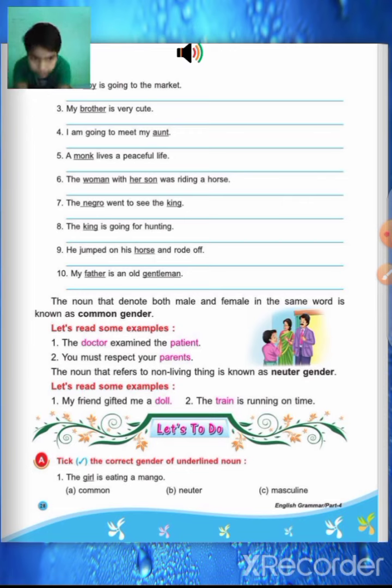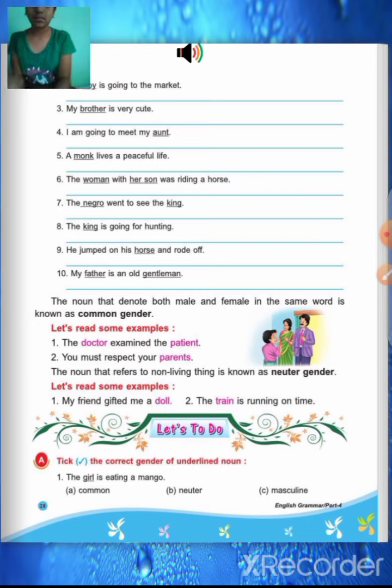So, let's see the next most important thing that we should know. The noun that represents a thing is known as neuter gender. Got it. Neuter gender is a thing. This phone is a neuter gender. Book, even a ball, a basketball, a volleyball is neuter gender. Even this cap is neuter gender, because it's a thing, but it's a noun and it can be classified as a noun.